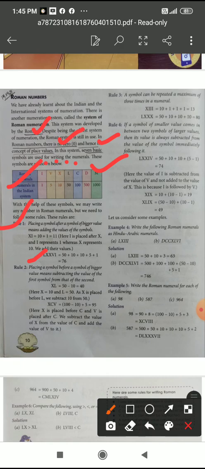L, X, X, V, I. L means, children, 50, X means 10, V means 5, I means 1. So here 50 plus 10 plus 10 plus 5 plus 1 is 76. Because here the highest value is first, then the lowest value. So, easily we can add.